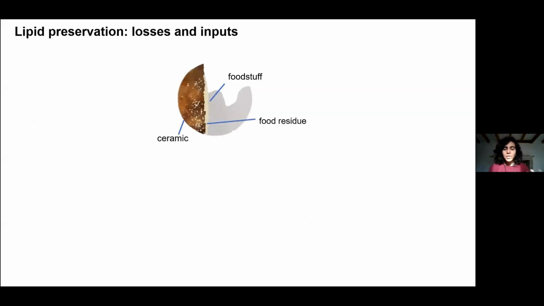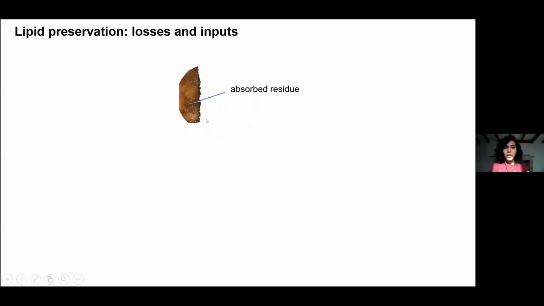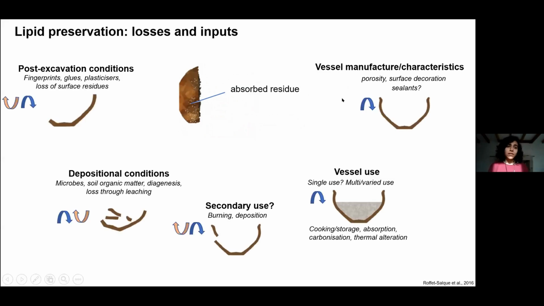So just a little more information about lipid preservation and the different factors affecting how lipids are preserved in pottery. Lipids come through the foodstuff when food is being prepared in a vessel, and essentially they are absorbed into the ceramic. You might have instances of a charred residue forming on the surface of the ceramic, but quite often you have what is simply an absorbed residue, which is microscopic, you cannot see it, it's actually bound into the ceramic itself.